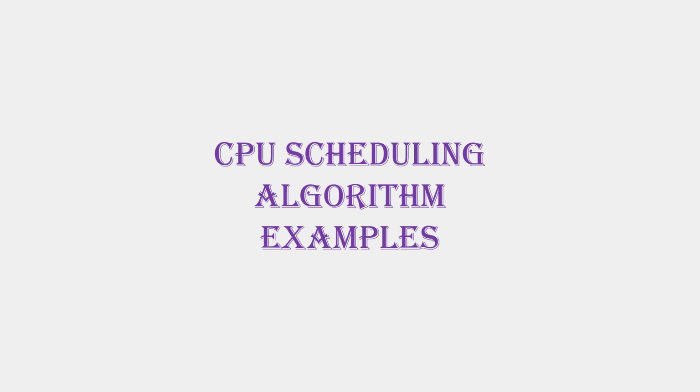Hello students, welcome back to CPU scheduling algorithm examples. So last class we understood the different CPU scheduling algorithms like first come first serve, shortest job first, round robin, priority scheduling. So now let's see examples on each of these.